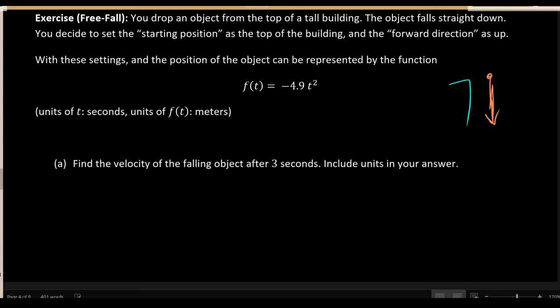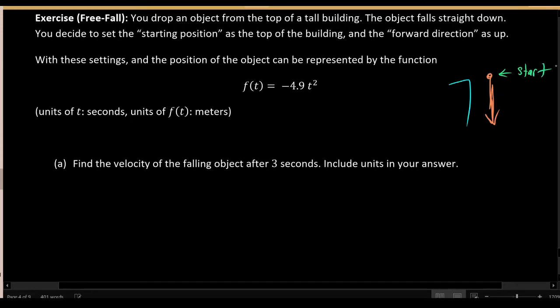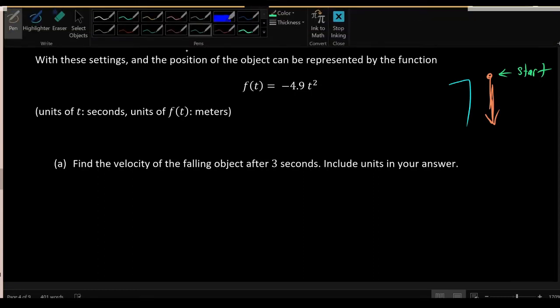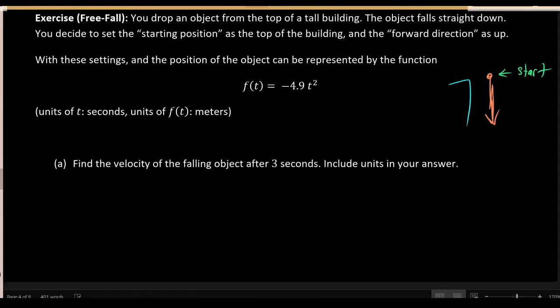When I measure the position of an object, remember that we have to manually set and agree upon what position will be the start. And so someone decides, okay, I'm going to decide that the start is at the top of the building. The start will be basically at the object's starting position when I first dropped it. They also have to set a forward direction. And in this case, they say, well, maybe the most natural thing is to say that forward is going to be up.